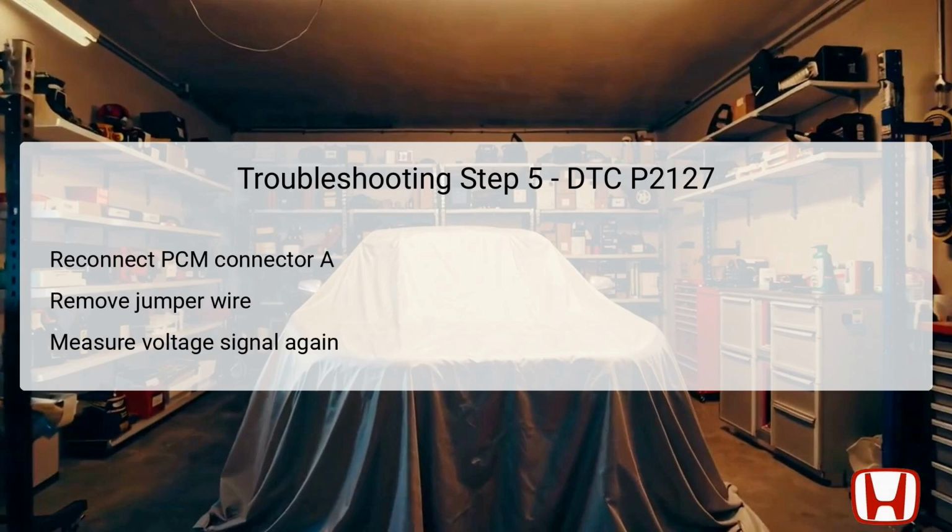In step 5, the focus shifts towards assessing the PCM's internal circuitry. Begin by reconnecting the PCM connector A51P to restore communication between the PCM and other system components. After reconnecting, remove the jumper wire from the APP sensor 6P connector.